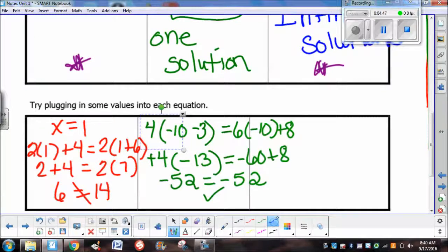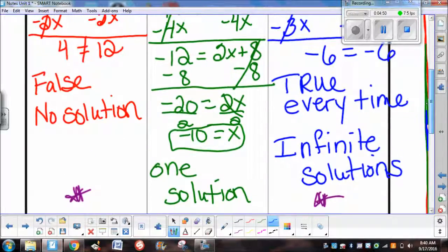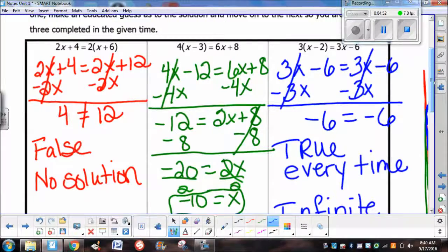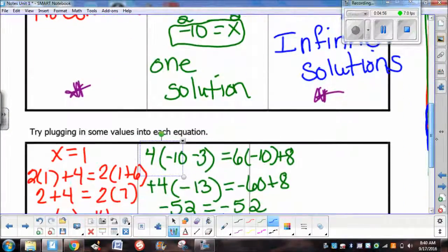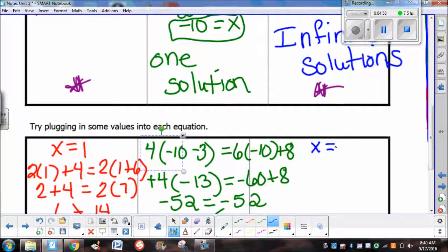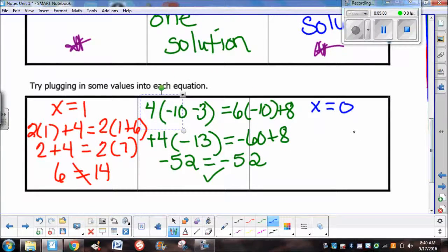Over here in this last one, if there are infinite solutions or many solutions, I could pick anything I want in here and it's going to come out to be true. So let's try x equals 0. Again, a nice easy number to work with. And when I substitute that into the equation, 3 times 0 minus 2 equals 3 times 0 minus 6.